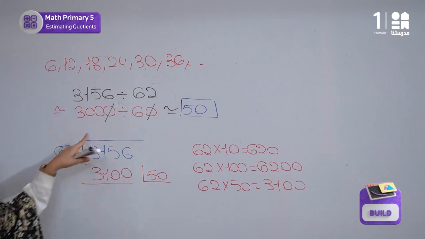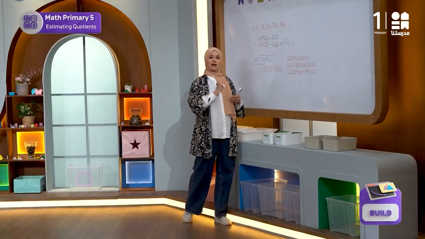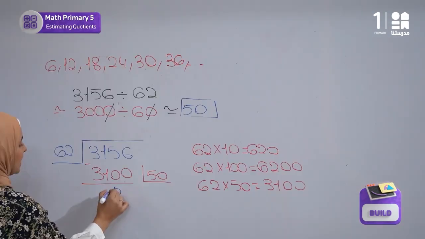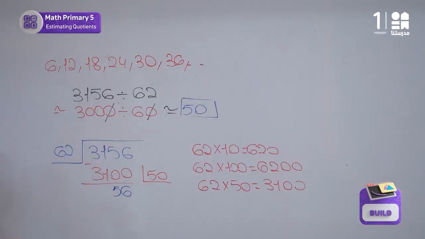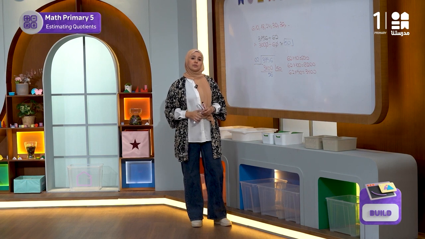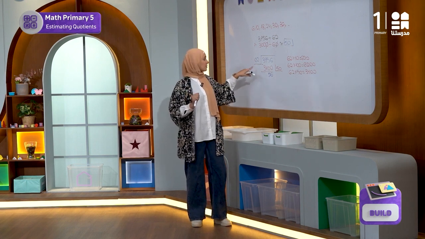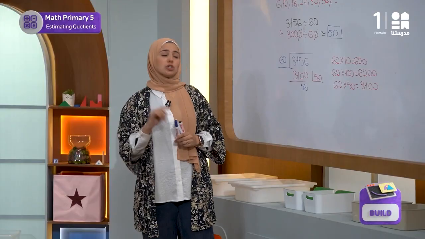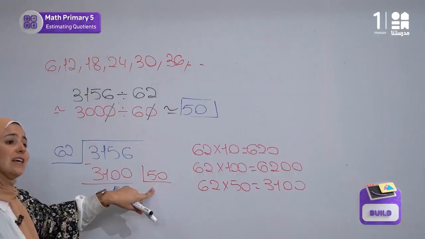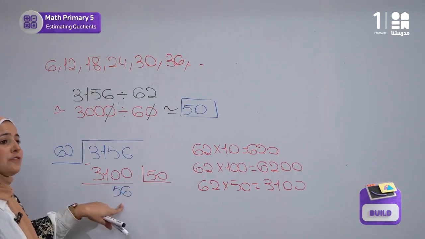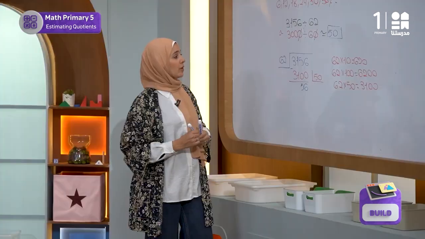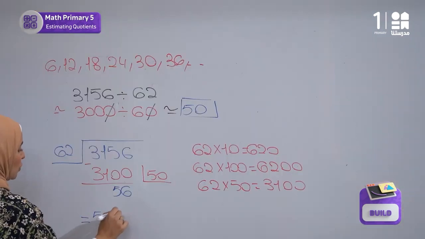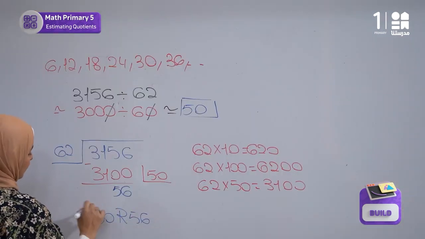At that point, what am I going to do? We are going to subtract. So when we subtract, what is left is 56. Now, let's continue. Since what's left is less than the divisor, we will not divide anymore. So the quotient is what? 50, and we have a remainder of 56. So let's write our answer. The actual answer is 50 with a remainder of 56.